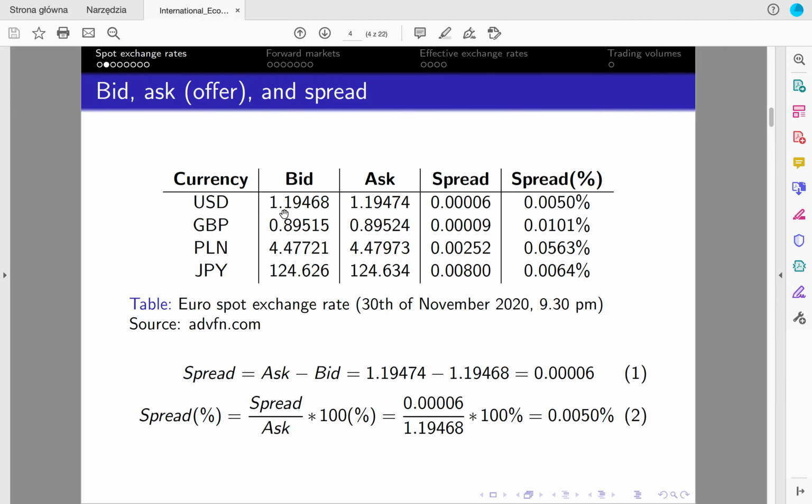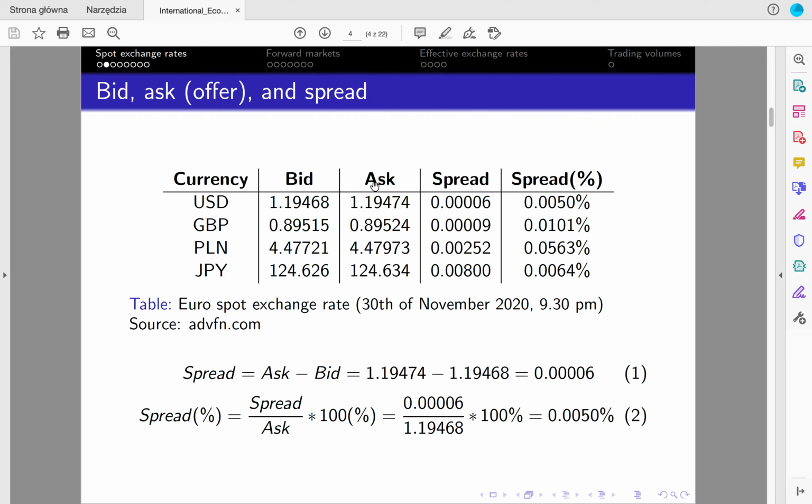Prices, and look, the bid price is actually slightly smaller than the ask price, because the ask price is how much you need to pay if you want to buy currency, and the bid price is how much a given institution, a bank for example, offers you if you're going to sell them your currency. So bid, in other words, is how much they are going to pay for your currency, and ask is how much they are going to charge you if you're going to buy currency from them.